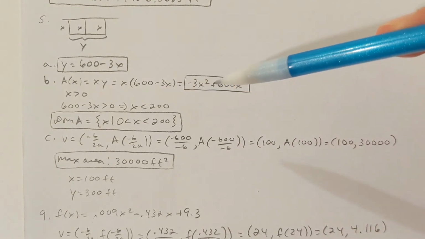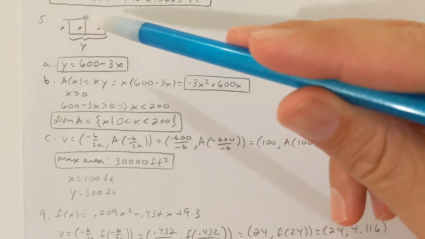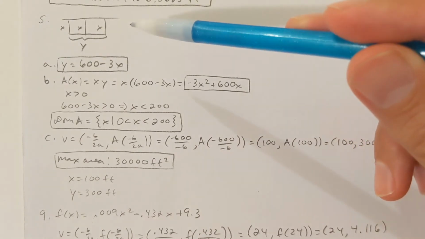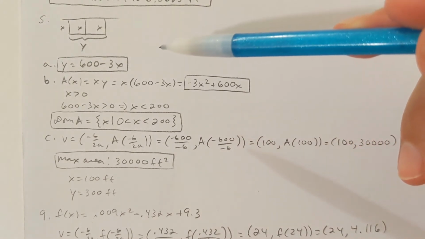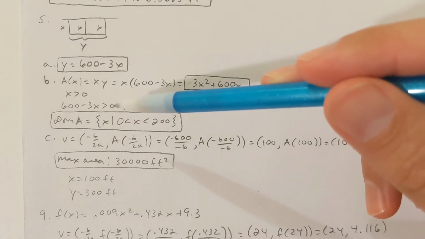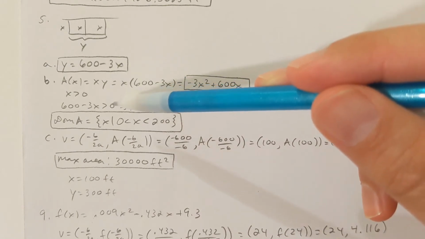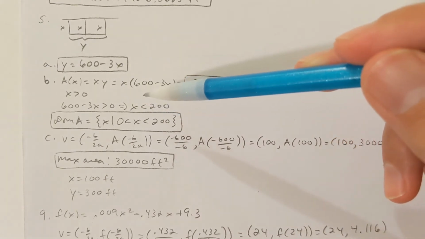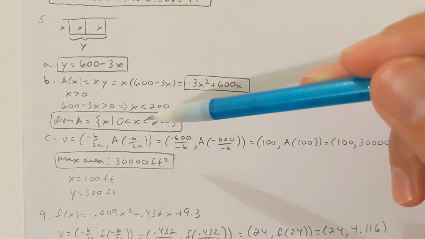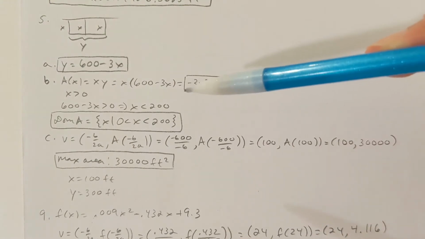Well, I know that x has to be positive. If x is 0, then I have y of 600 feet laying along the side of the river. I'm not actually building a rectangle. So I know x has to be positive. I also know that y has to be positive. Now y is equal to 600 minus 3x, so that has to be greater than 0 also. 600 is greater than 3x, divided by 3, so x is less than 200 feet.